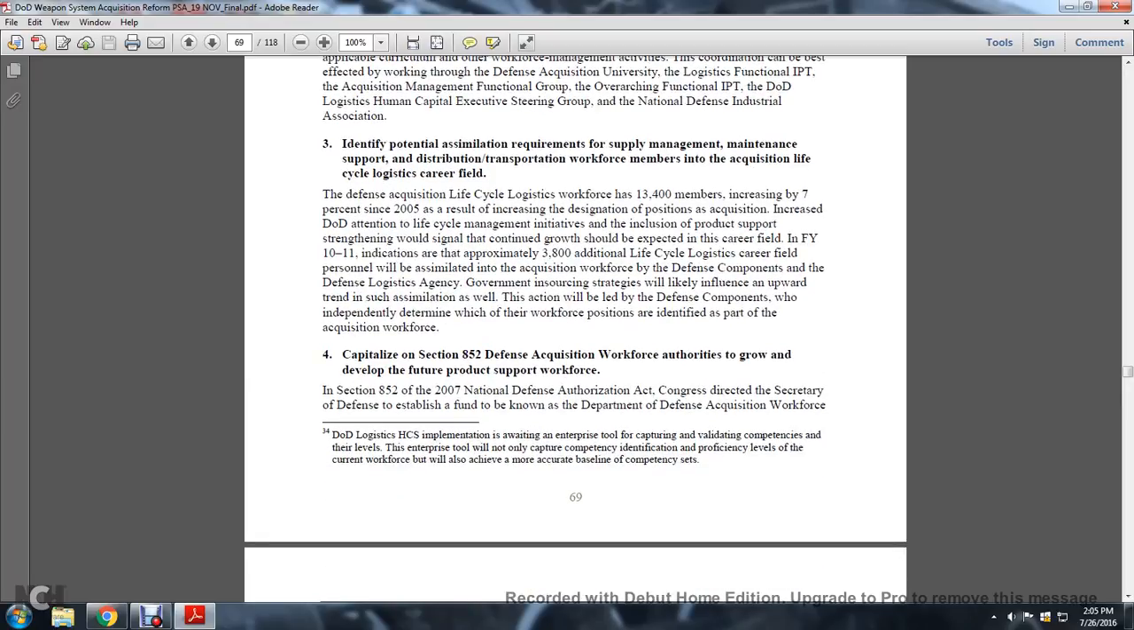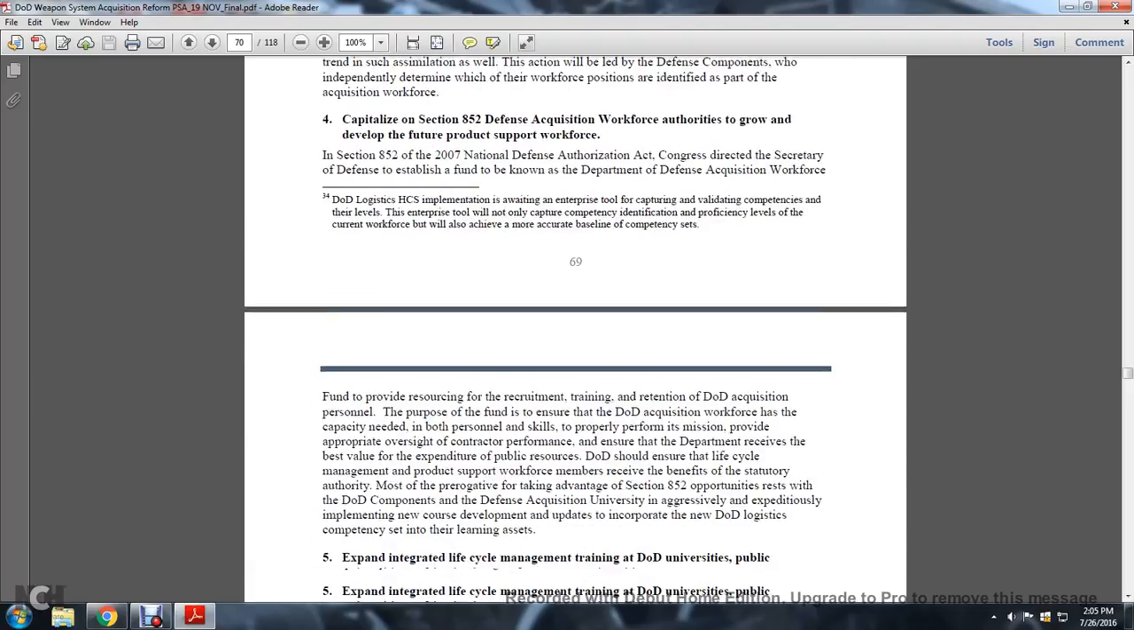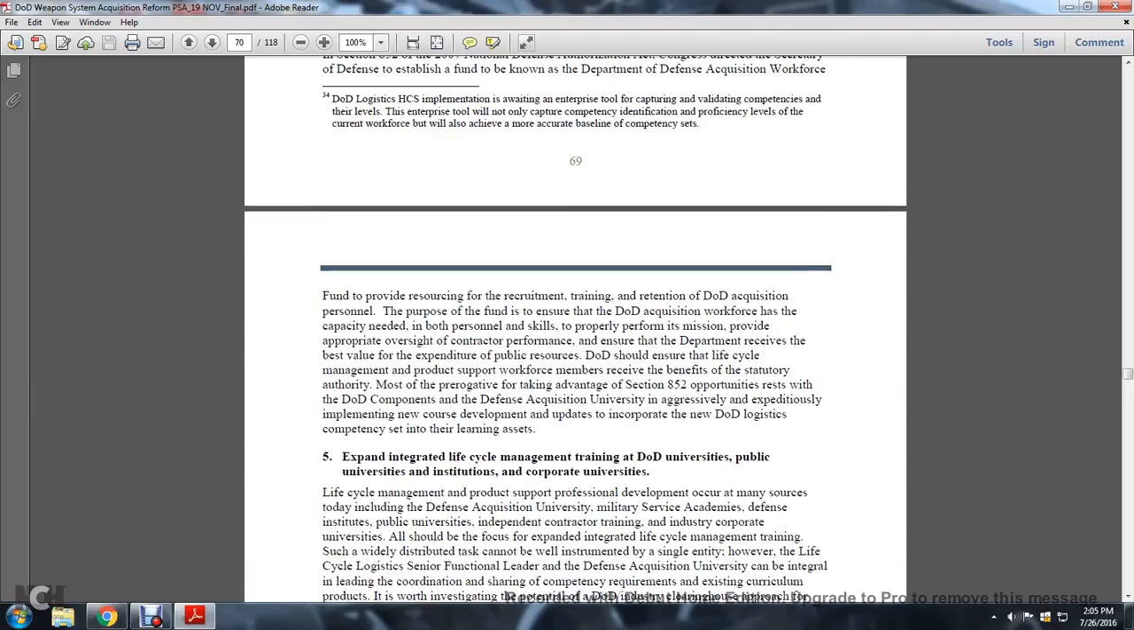Capitalization of Section 852, Defense Acquisition Workforce, authorizes the growth, development, and future of the product support workforce. Section 852 of the 2007 National Defense Authorization Act directed the Secretary of Defense to establish the Department of Defense Acquisition Workforce Fund, to provide funding for recruiting, training, and retention of Department of Defense acquisition personnel.